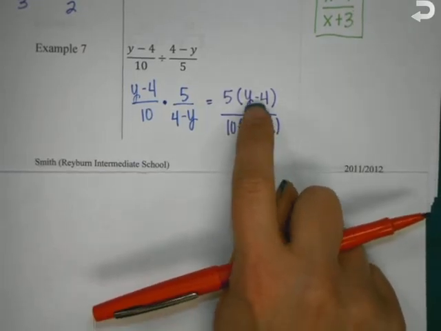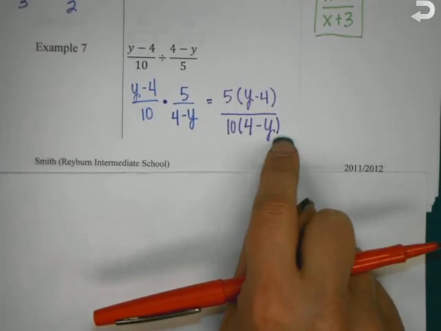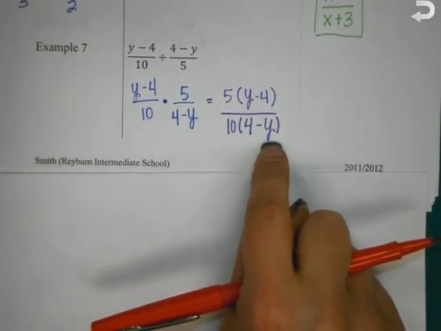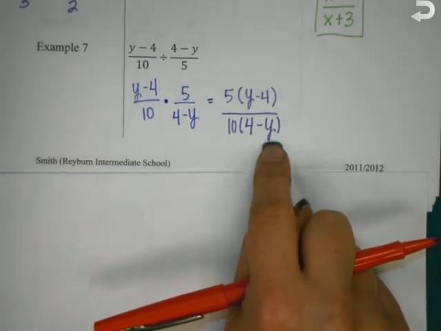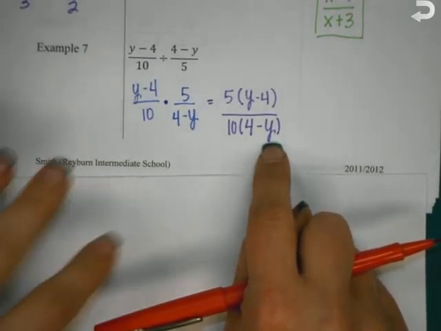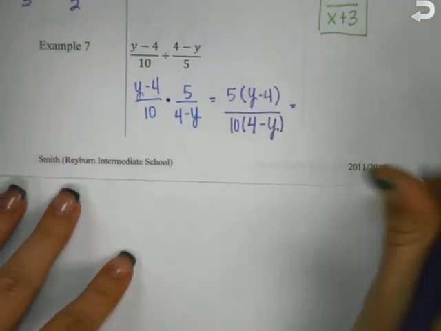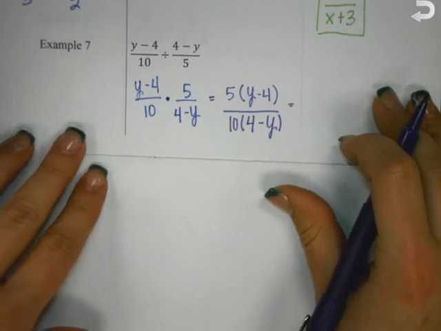Does anybody remember how I get them to look the same? Ashley? I factor out a -1. So let's rewrite this. Do you guys want to do it to the numerator or the denominator? It doesn't matter. So which one? Denominator. Okay, so the numerator is going to stay the same.